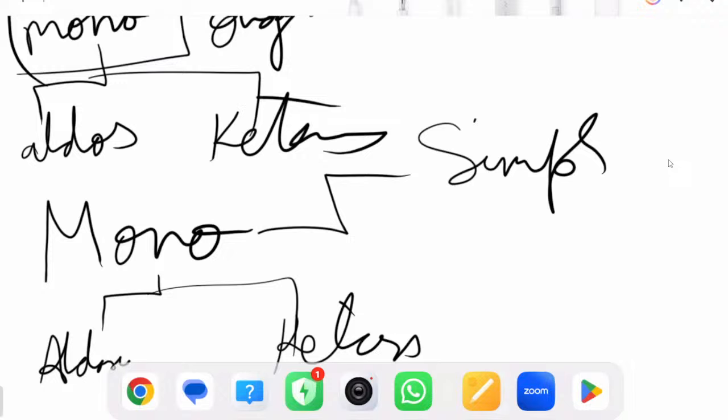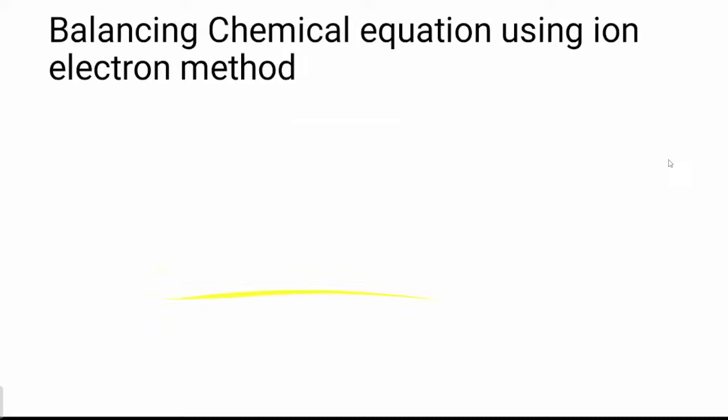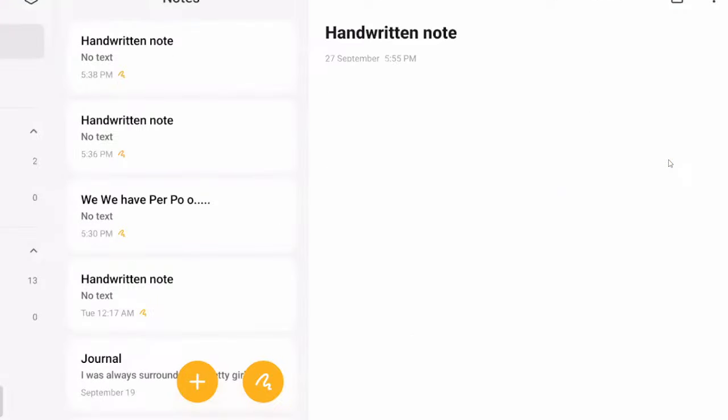Using this method, it's a very practical process. So let me summarize it for you: balancing a chemical equation using the ion-electron method.